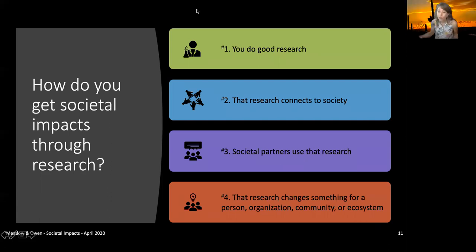Great. So moving on to, how do you get to societal impacts through your research? There are several pathways from research to societal impact, but a lot of times they can generally flow in this structure here. So number one, you do good research. That's your baseline key. You got to do good, solid research. Number two, that research connects to society. Three, societal partners use that research. And then four, that research changes something for a person, organization, community, or ecosystem. And one of the main points of divergence along this pathway revolves around this point number two, how that research connects to society.